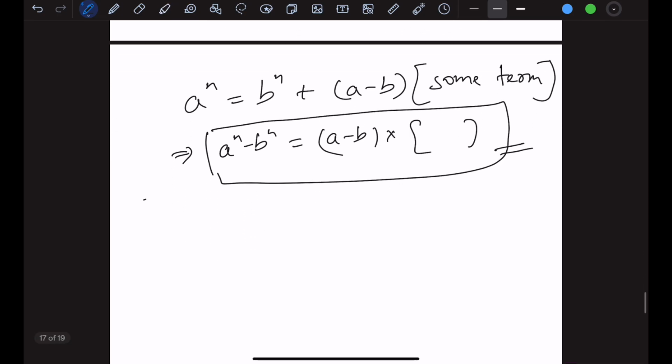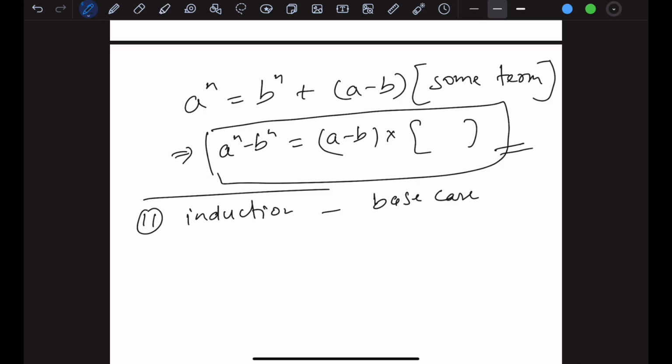Let's look at the second way to prove it. Prove by induction. So induction means you first prove for a base case, which is where n is equal to 1. Then you assume that it's true for k, true for n is equal to k. And assuming it's true for n is equal to k, you prove for n is equal to k plus 1.